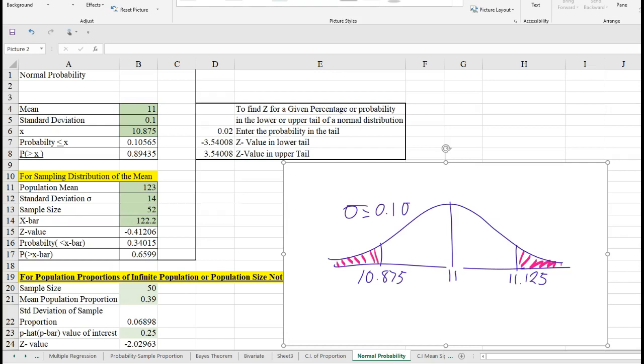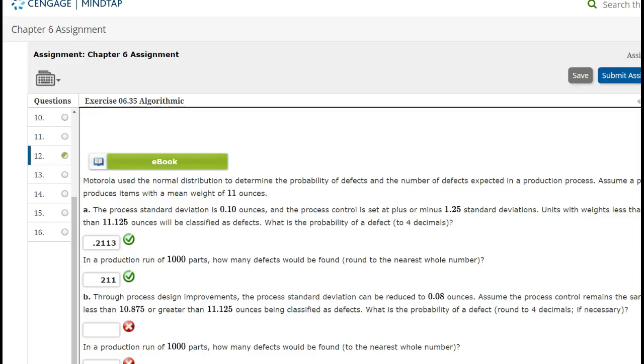So if we find the area under the curve in the red region to the left, multiply that by 2, then we'll have the probability of a defect in this situation. So if you look at the upper table, the probability of being less than that x value, the 10.875 that I input, is 0.10565. If I multiply that by 2 to have the area under the curve in the 2 shaded regions, that will give me the probability of a defect. So that probability multiplied by 2 gives us 0.2113.